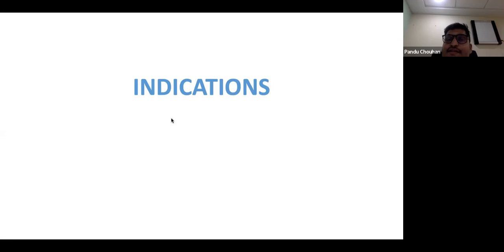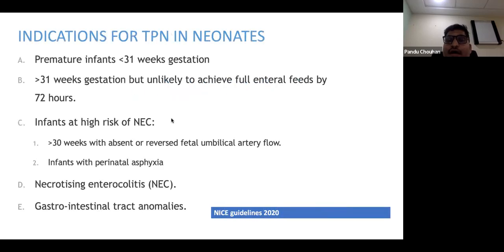Let's look at the indications. According to NICE, the National Institute for Health and Care Excellence, the indication for TPN in neonates is any premature infant less than 30 weeks of gestation, or more than 30 weeks gestation but unlikely to achieve full enteral fluids by 72 hours. Earlier, this was 1 week or up to 7 days. However, recent studies suggest there is no mortality benefit whether you start early or late. However, there is definitely a good growth and neurodevelopmental outcome when you start early.